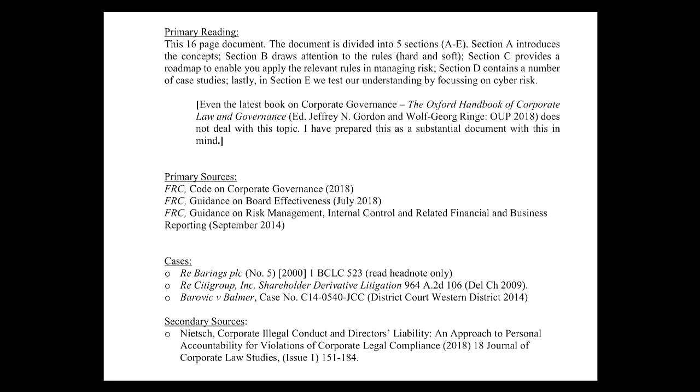And then in Section D, there are a number of case studies. You would have found the Forex one fascinating. Did you read the Forex?